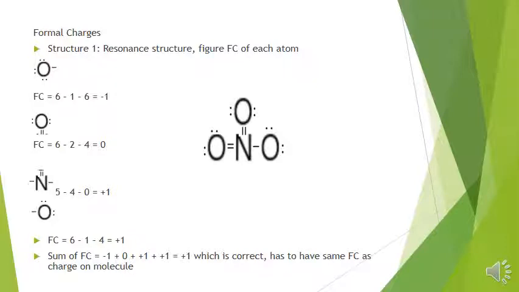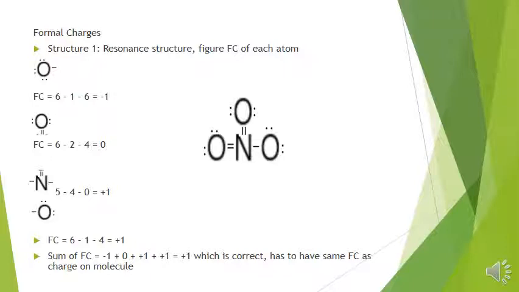Right, next thing is to find the formal charges for each structure. So let's find them for structure 1, which is a resonance structure. Okay, so it has 1 bond and 3 lone pairs on 1 oxygen, 2 bonds and 2 lone pairs on another oxygen, and 4 bonds on nitrogen, and 1 oxygen with 2 lone pairs and 1 bond. So let's figure out the formal charge for each.